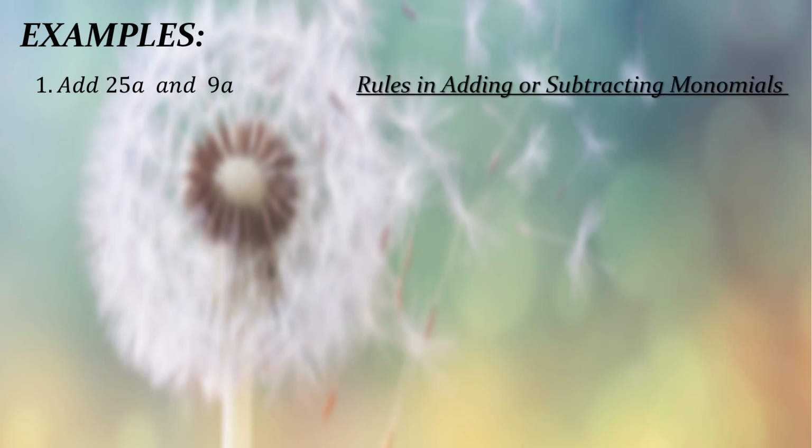Let us now have the examples. Number 1, add 25a and 9a. So, here are the rules in adding or subtracting monomials. Again, kapag sinabing monomial, it consists of one term. So, ang 25a dito ay consisting of one term, ganun din ang 9a.